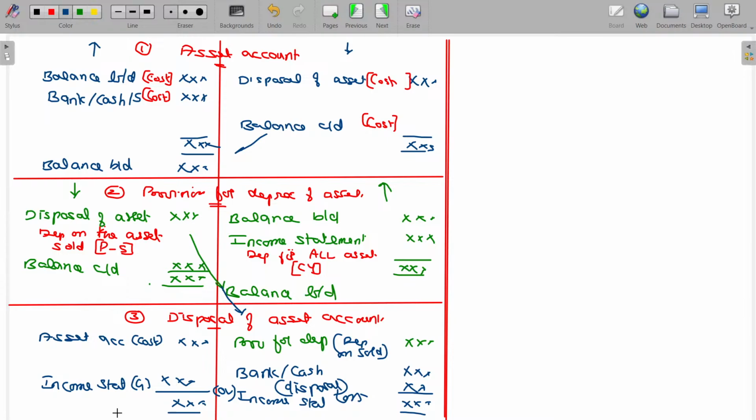Now, how can we calculate the depreciation on asset disposal, sir? This value. Let me go further explaining here. Number one, how do I calculate this one, sir? Fourth working note: depreciation on asset disposal.